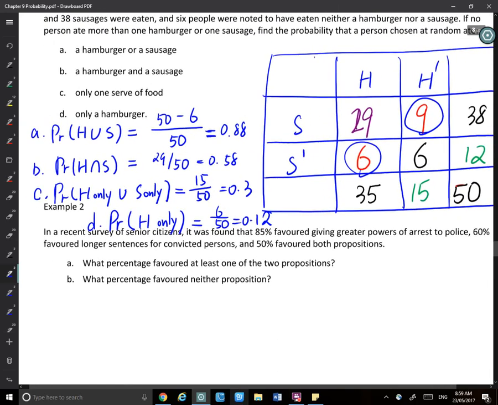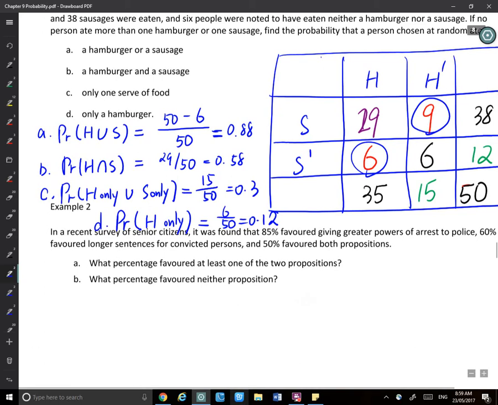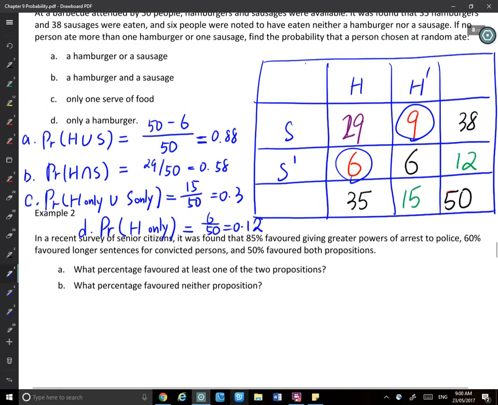Everything will be read from the table. It doesn't matter, you can keep it as a fraction as long as it's in simplified form. That's fine. Okay, no problem. Everything can be read from the table.